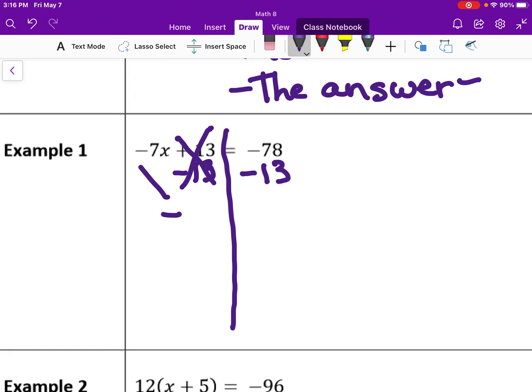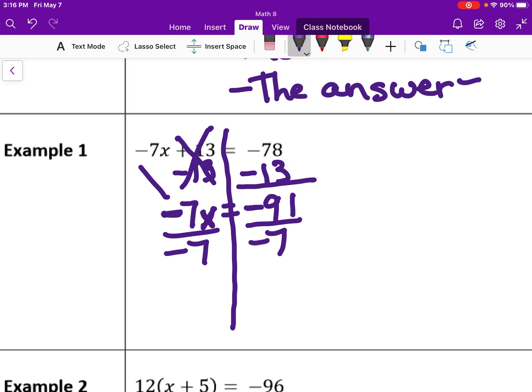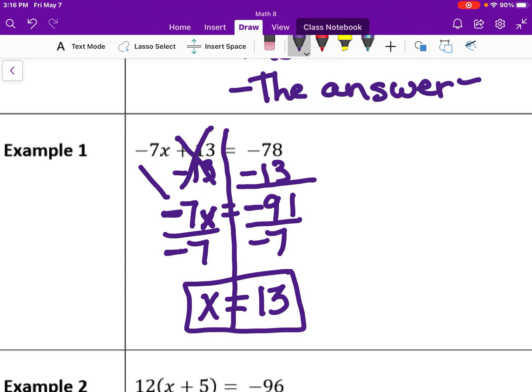So I bring down my negative 7x. That now equals negative 78 and negative 13. Those are like terms, so we combine those to get negative 91. Now I need to isolate my variable x. The opposite of negative 7 times x is to divide by negative 7, because a negative divided by a negative gives me a positive. So x equals negative 91 divided by negative 7, which gives me positive 13. And yes, of course, you guys can use your calculators.